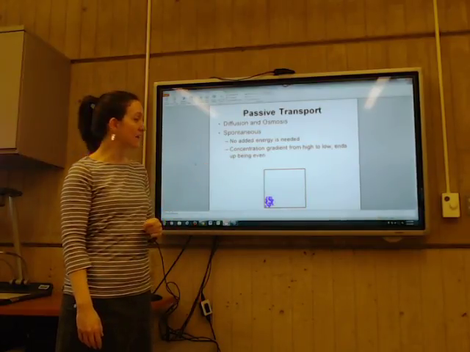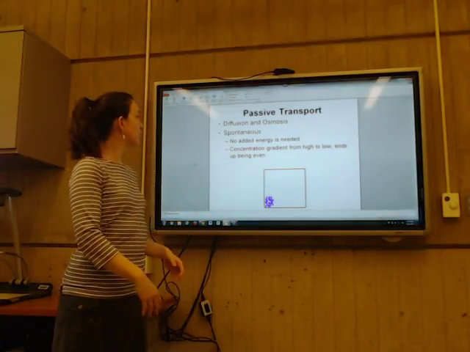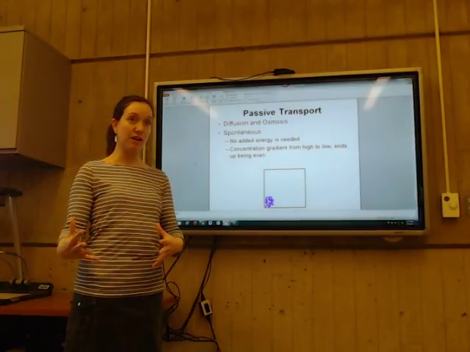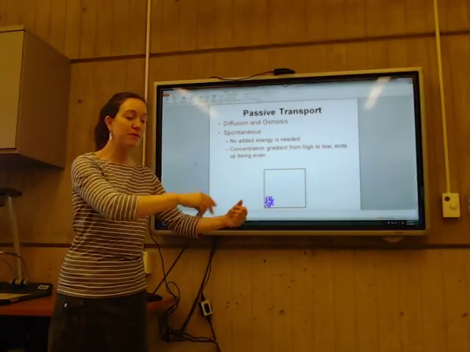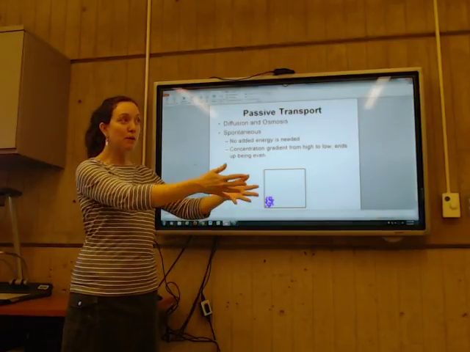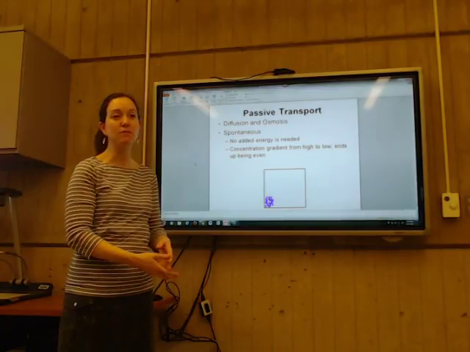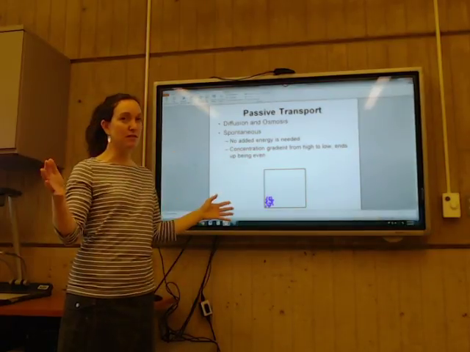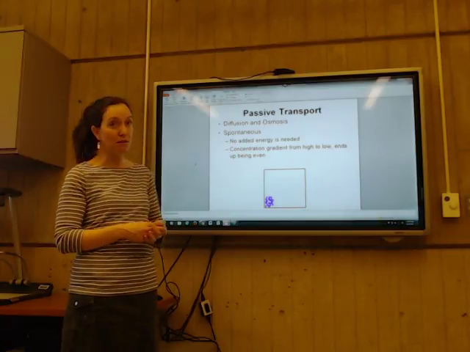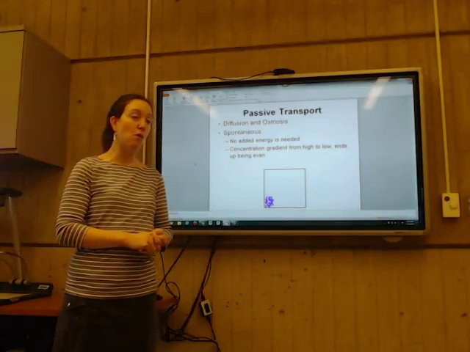Diffusion is spontaneous. It happens naturally in cells and just in the environment. Diffusion is when substances move along a concentration gradient from an area of high concentration to an area of low concentration. So if somebody walked into the room wearing strong perfume, those molecules would diffuse throughout the room, and eventually we could all smell the perfume. That's diffusion. It's any substance going from an area of high to low concentration, and sometimes that's across the membrane, sometimes it's not. Osmosis is a special type of diffusion involving water.